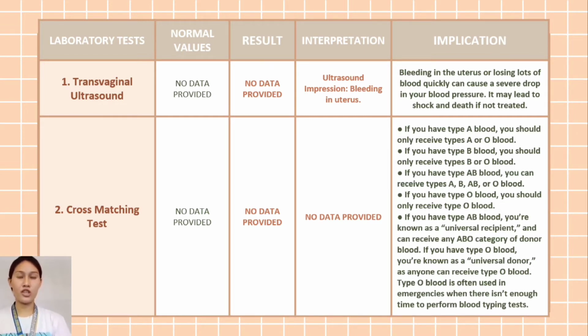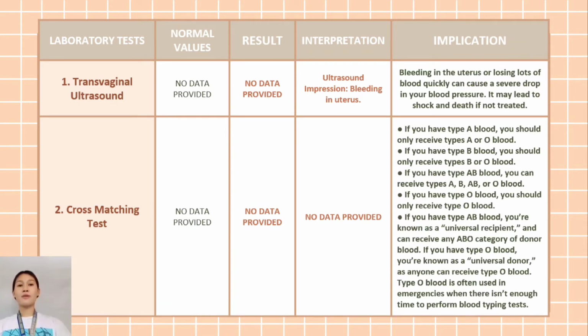If you have type A blood, you should only receive types A or O blood. If you have type B blood, you should only receive types B or O. If you have type AB blood, you can receive types A, B, AB, or O blood. If you have type AB blood, you're known as a universal recipient. If you have type O blood, you should only receive type O blood. If you have type O blood, you're known as a universal donor, as anyone can receive type O blood. Type O is often used in emergencies when there isn't enough time to perform blood typing tests.